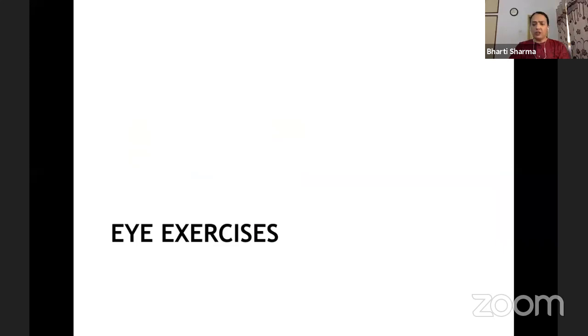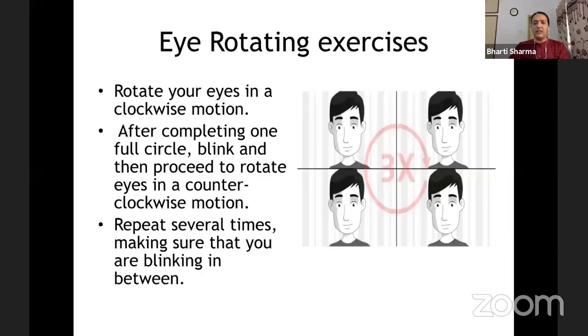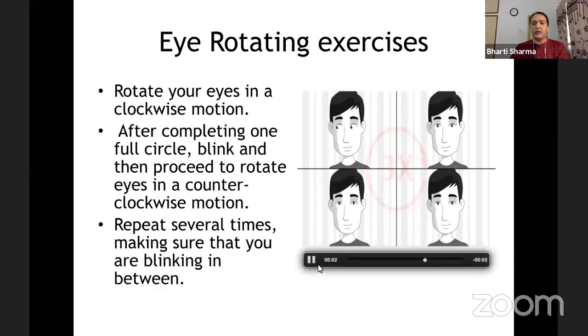Let me teach you some eye exercises. These exercises are very much there on the net, but remember, it's really fun if you all do it. You are very young, your muscles are very strong, but so that they remain strong, let's do some exercises. Basically, eye rotating exercises. Rotate your eyes in a clockwise direction. Complete one circle, blink, and then proceed to rotate your eyes in a counterclockwise motion. Repeat several times, making sure that you are blinking in between every cycle. You can see this will definitely help you to reduce the strain in your eyes.